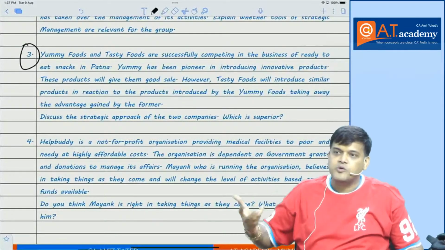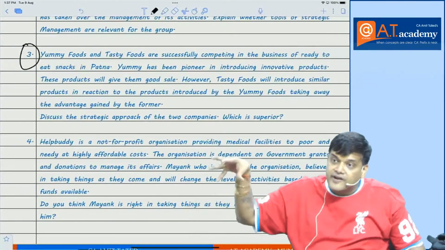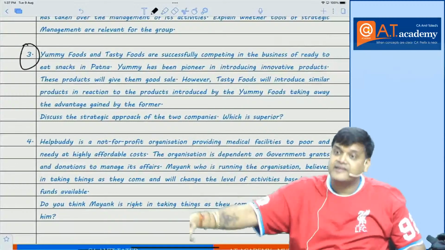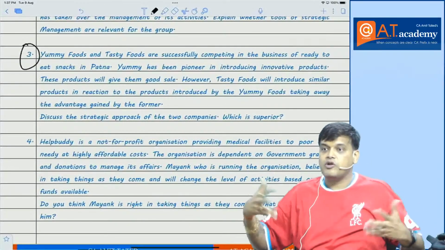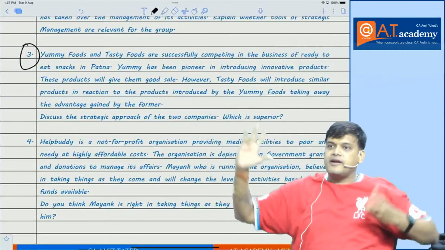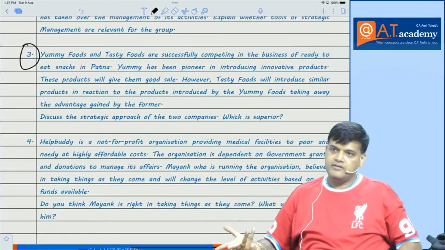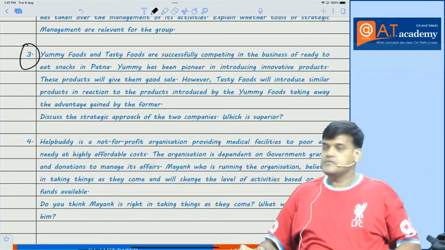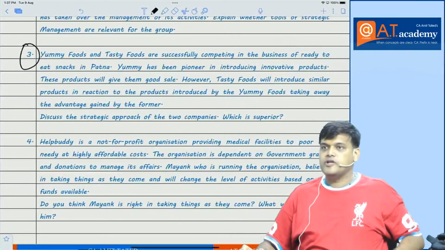That is taken care of by whom? The R&D team, which is functional. The functional manager will decide whether to be a leader or an imitator. Tata will say, just get the motor running, Tata Motors. That's it. What is the answer? Yummy Foods' approach is?